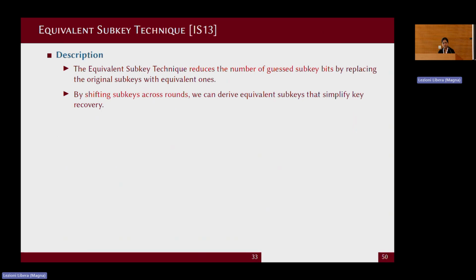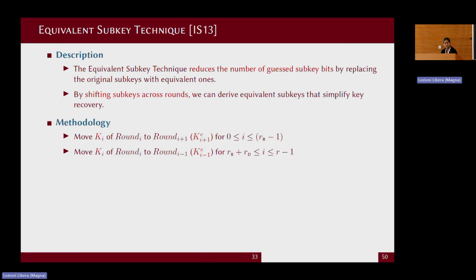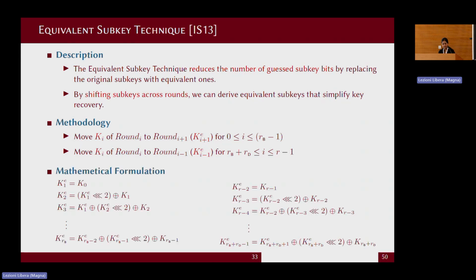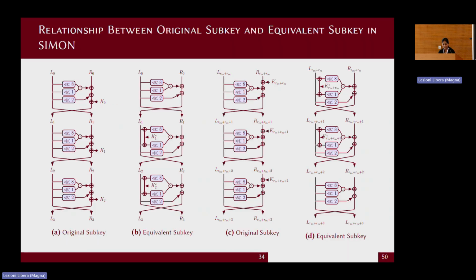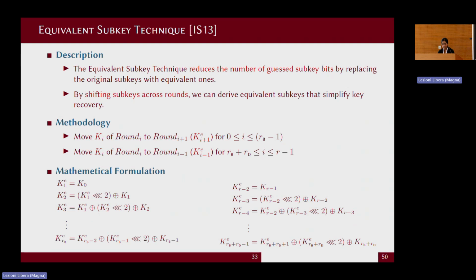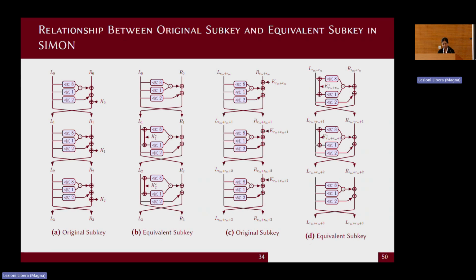I'm not going much deeper into the equivalent subkey technique, but it helps to reduce the number of guessed subkey bits by replacing the original subkey bits. Like this, we move k_i of round i to round i+1. For the backward part, it is moving k_i of round i to round i-1, and for the upper part, it's moving k_i of round i to i+1. And this is the mathematical formulation, the relationship between the original subkeys and the equivalent subkeys, for the forward and backward parts. And this is the corresponding figure of Simon, where you can see in the first figures, A and B, K0 is moved to K1E and K1 to K2E. And similarly for the backward part.